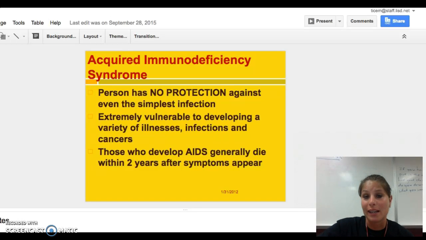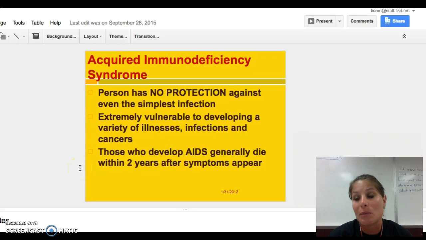Okay, at this point, your body has no protection against any type of bacteria, any type of disease. So that immune system is so shot that if somebody walks by and sneezes on you and they have the flu or something so simple and everyday, it can kill you because your body has no defense for it. It's used everything up. Okay, people can develop types of cancers because their immune system is so shot. Okay, AIDS is kind of the last straw. Okay, people who develop AIDS usually die within 2 years after it becomes AIDS.